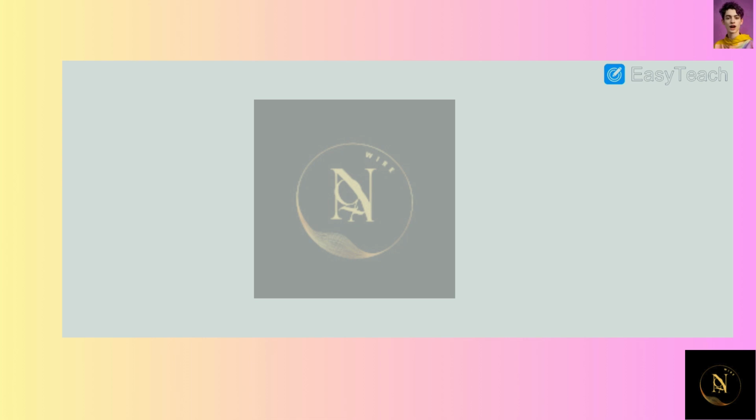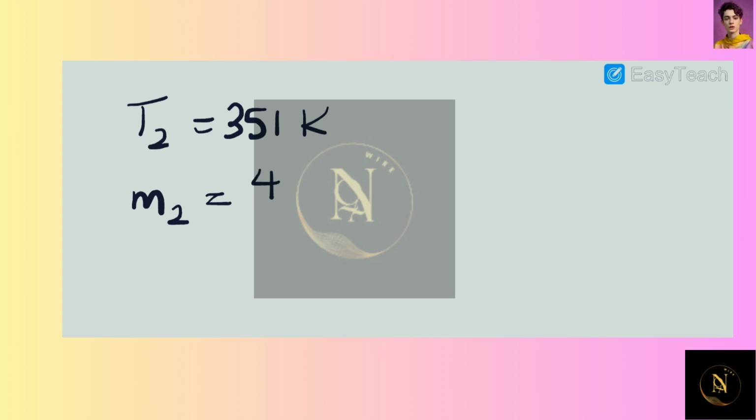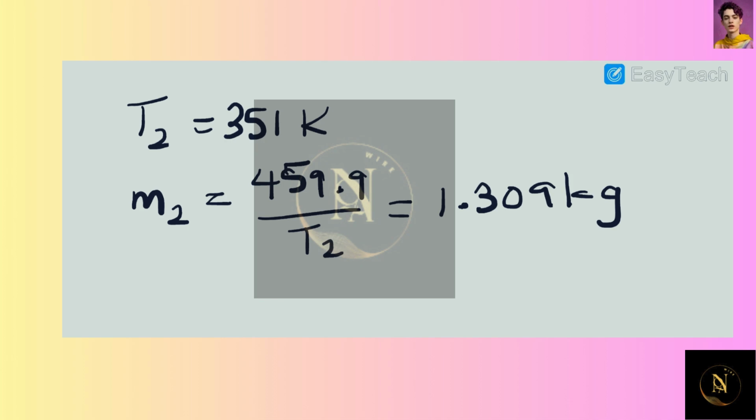so we can go ahead and solve for T2, and we get a final temperature that's equal to 351 Kelvin. Now, using this value, we can actually go ahead and directly also solve for the final mass, because our final mass was equal to 459.9 all over T2, and this gives us a final mass equal to 1.309 kilograms.